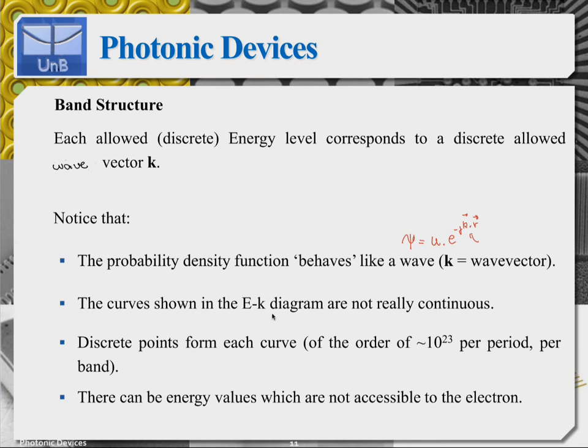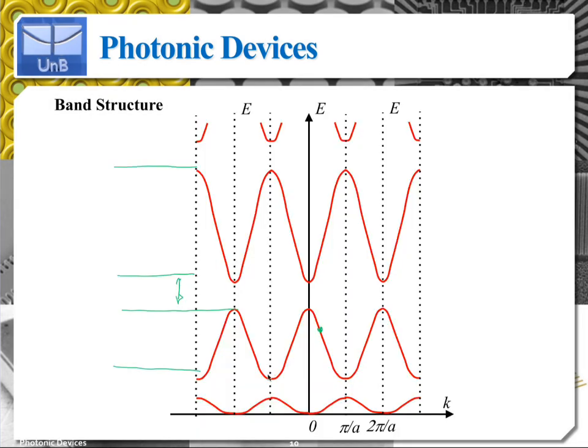The curves shown in the E-k diagram are not really continuous, but rather you have discrete points in each curve of the order of 10 to the 23, as we saw before, which is the amount of energy levels per band. If you look at one period, let's say from here, minus pi over a to pi over a, you're going to have of the order of 10 to the 22nd to 10 to the 23 points composing this curve right here. So it's not really continuous, but a bunch of discrete points, which are really close to each other, since you have 10 to the 23 points.